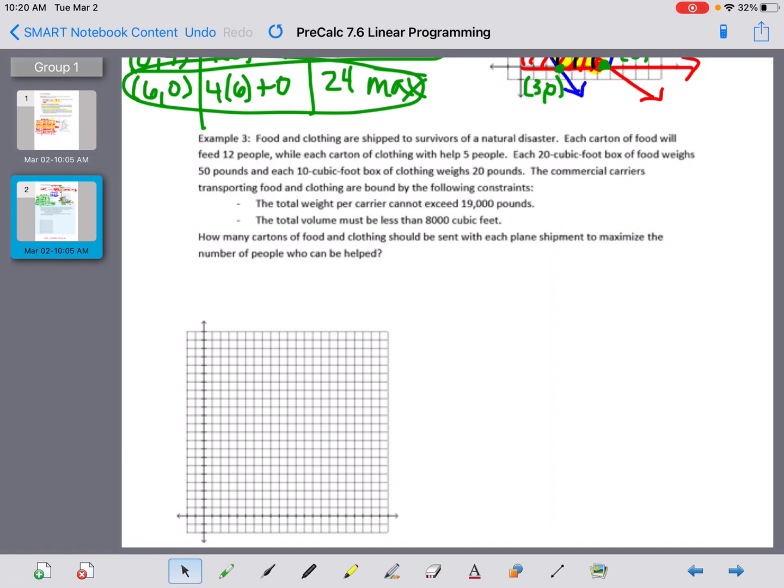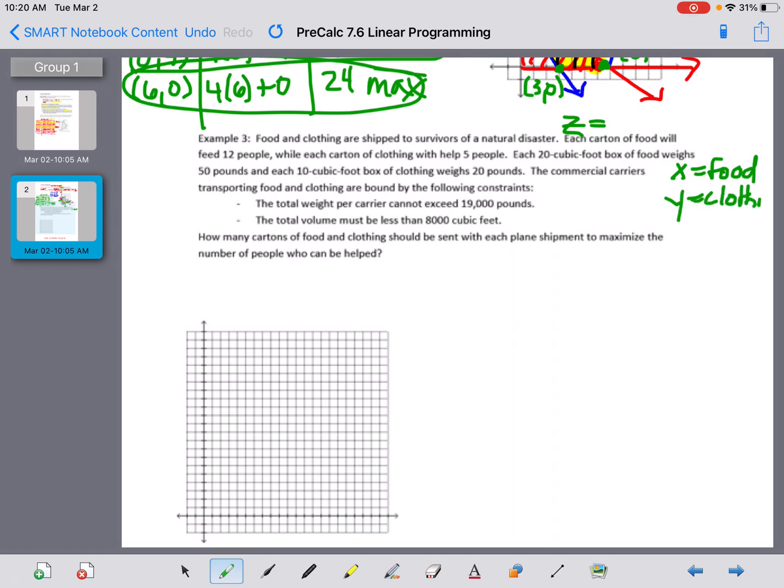So in example 3, food and clothing are shipped to survivors of a natural disaster. Each carton of food will feed 12 people, while each carton of clothing will help 5 people, okay? That right there is my objective function. It's giving me some values for what we can do. So let me write an objective function. Z equals, okay. By the way, let's go food. Let's call X my food and Y my clothing.